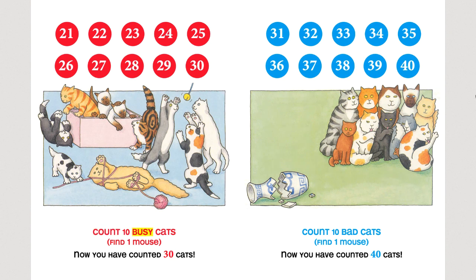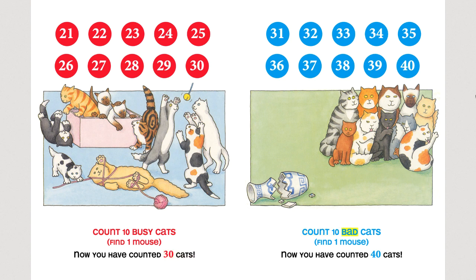Count 10 busy cats. Find 1 mouse. 21, 22, 23, 24, 25, 26, 27, 28, 29, 30. Now you have counted 30 cats.